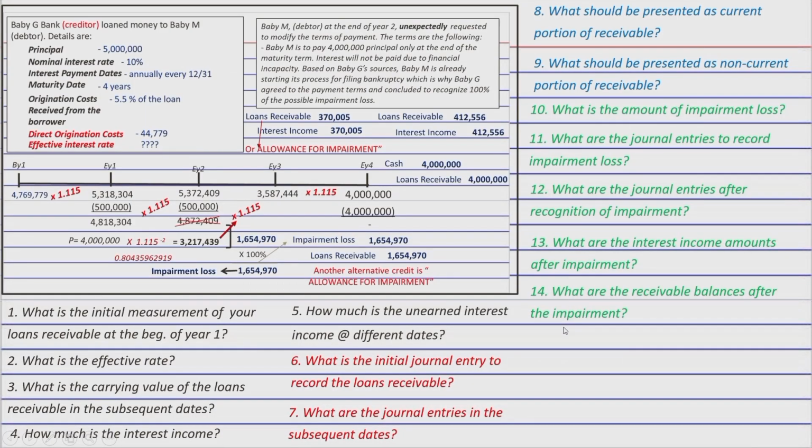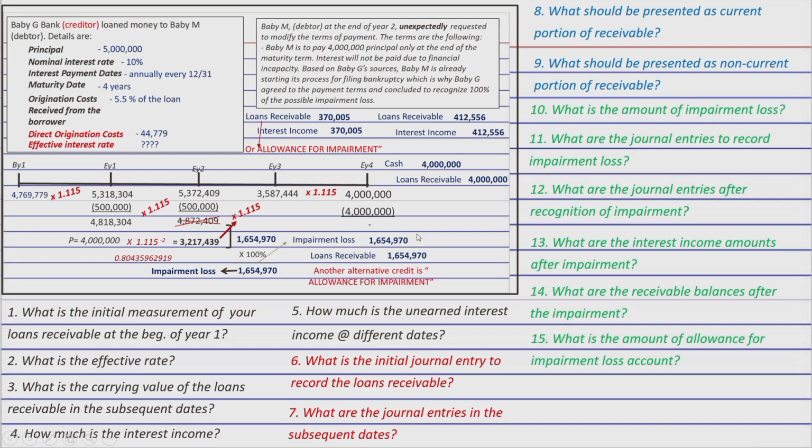Question number 15. What is the amount of allowance for impairment loss account? Like, what is the balance of this account, allowance for impairment loss, if ever you're going to use it? Let's assume that you are asked, how much is the remaining allowance for impairment loss in this illustrative problem at the end of year 3? And also, let's assume that instead of using loans receivable account as credit here and loans receivable account as debit here, you use the account allowance for impairment loss.